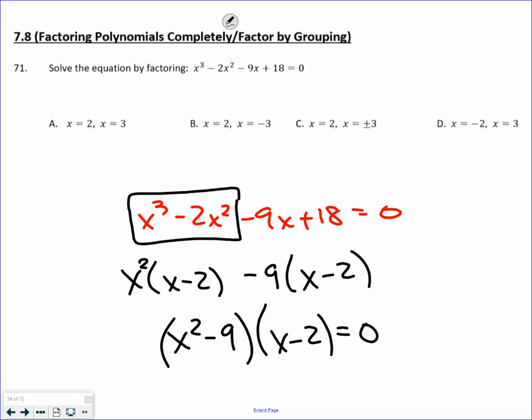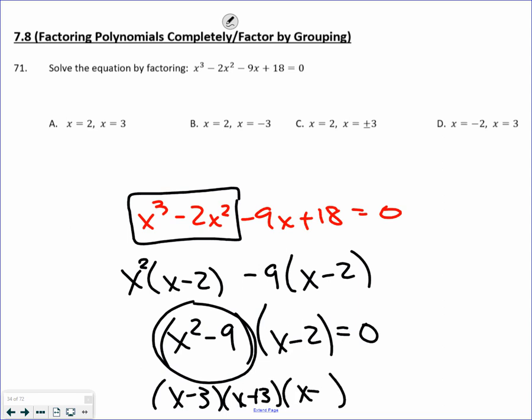Now, this one is a bit rough because this first one is factorable again. They are both perfect squares, so x and x. And now I set every single one of these parentheses equal to 0, and I'm going to get positive 3, negative 3, and positive 2, which is C is the correct answer.